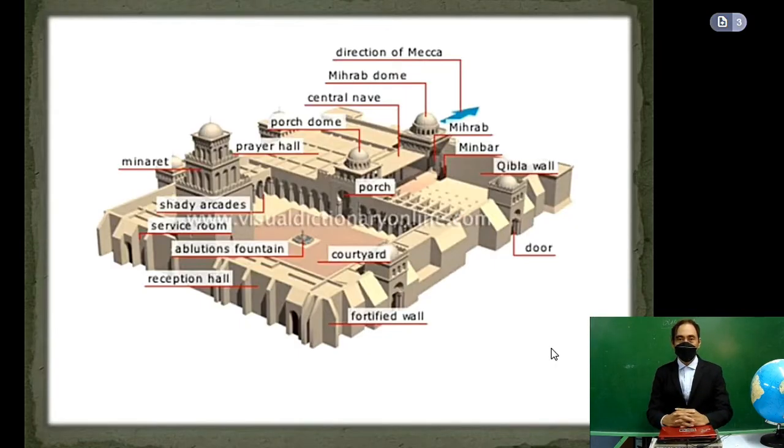So we have here the typical layout of the mosque. It's facing directly to Mecca. Okay, so it has a fortified wall, just like in the battle or in the palace, there is a fortified wall.